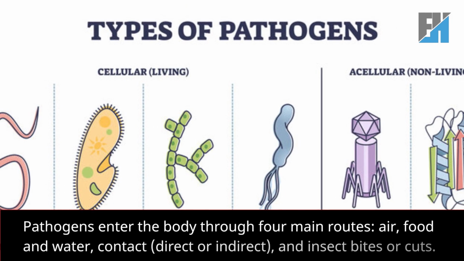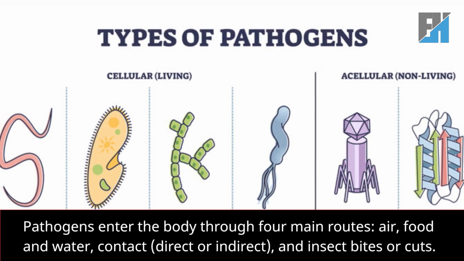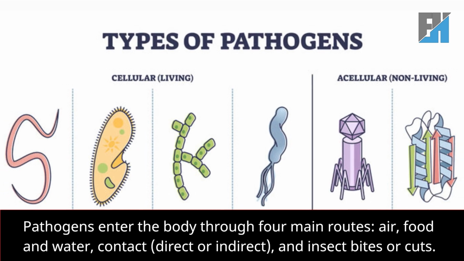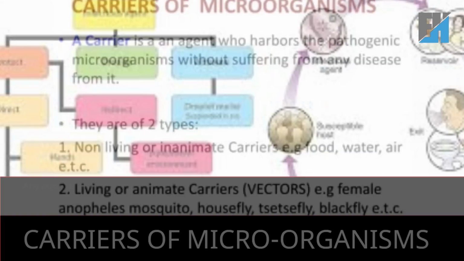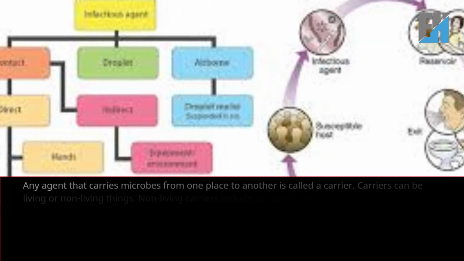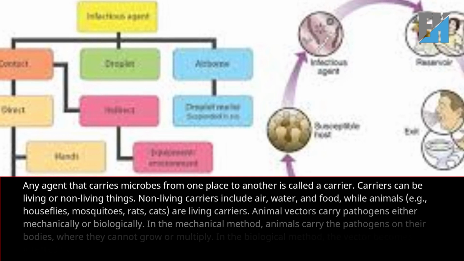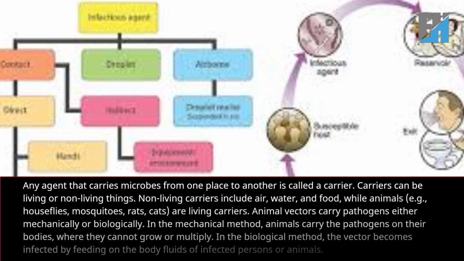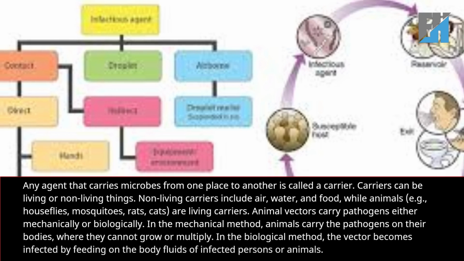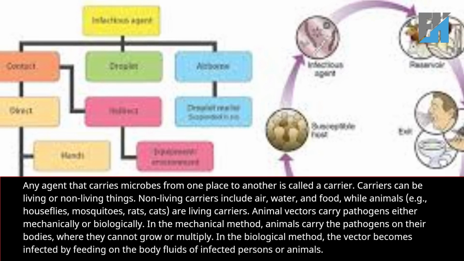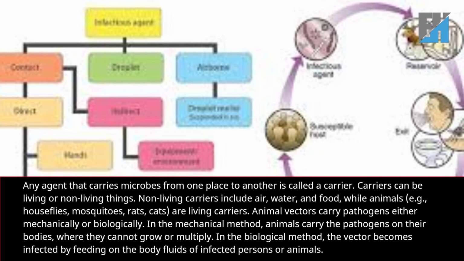Pathogens enter the body through four main routes: air, food and water, contact, direct or indirect, and insect bites or cuts. Carriers of microorganisms. Any agent that carries microbes from one place to another is called a carrier. Carriers can be living or non-living things. Non-living carriers include air, water, and food, while animals, e.g., houseflies, mosquitoes, rats, cats, are living carriers.